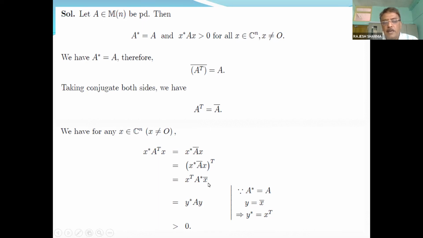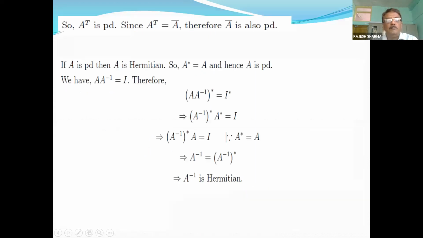Now take this x star to be y. And then y star becomes x transpose. That is, this is x star, this is y, this is y star. And A transpose is the same as A because A is Hermitian. Now A is positive definite, so this is going to be strictly greater than 0. So A transpose and A conjugate are then also positive definite.